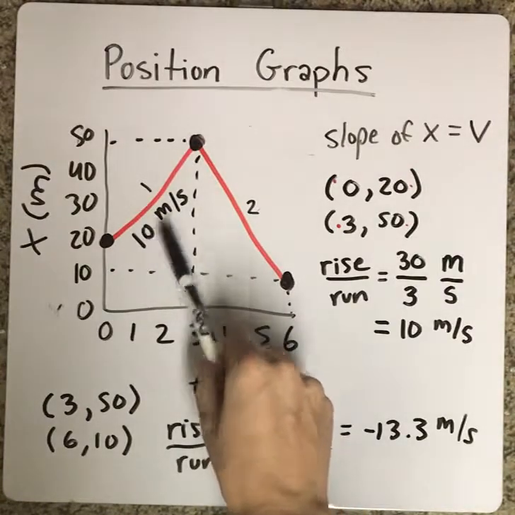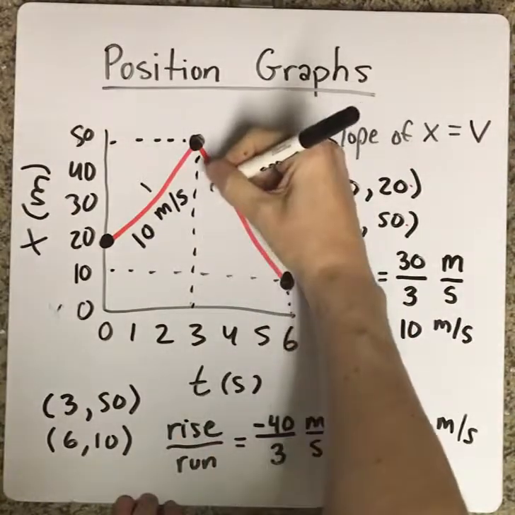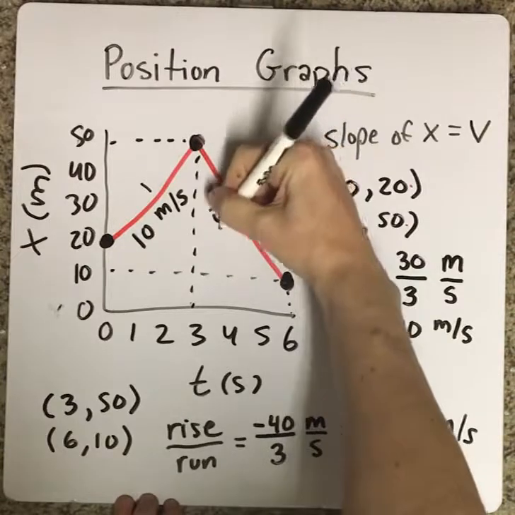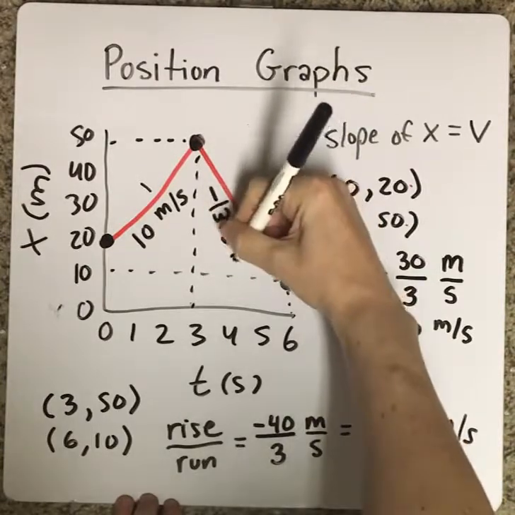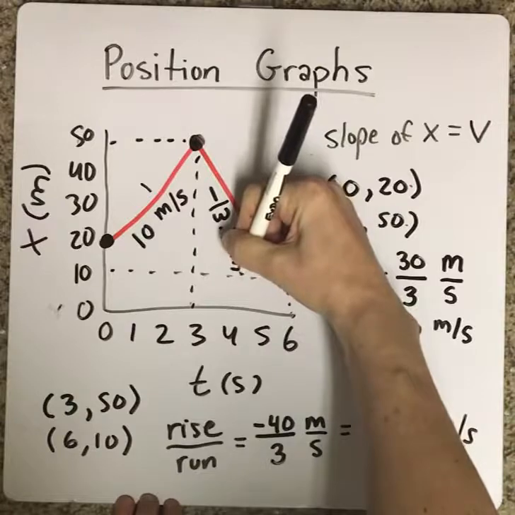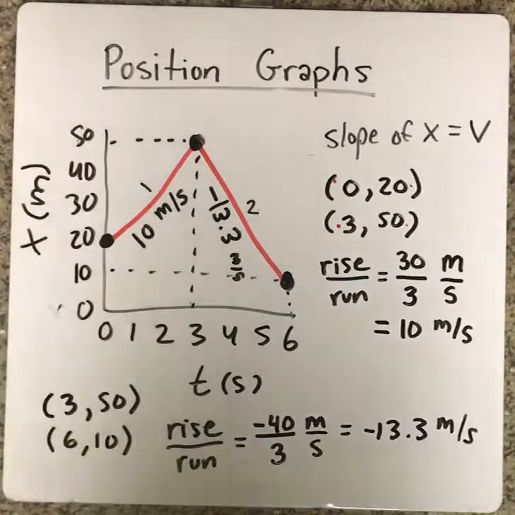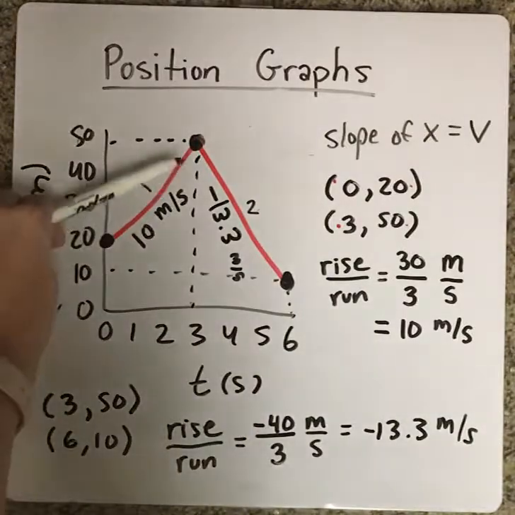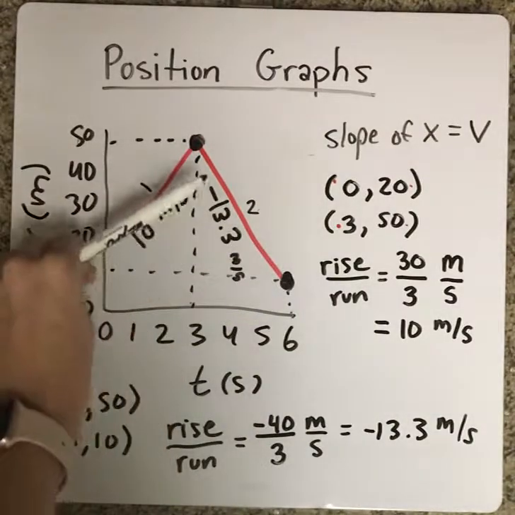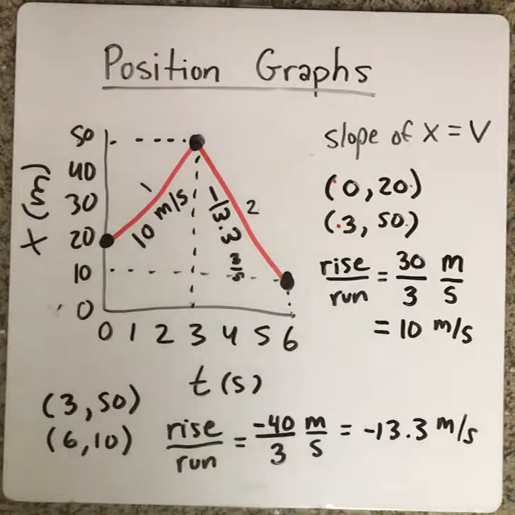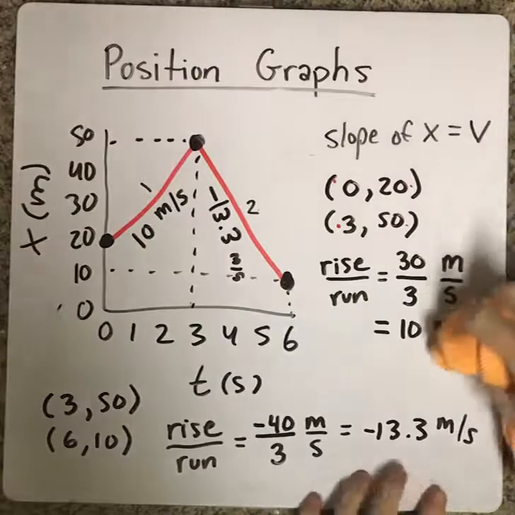So notice this second segment is actually a little bit faster. It used to be 10, now we're at 13. So not only did the object turn around, but it's also going faster than it was before. So 13.3 meters per second. The negative just reminds us that it's going downhill, which means towards the reference. That's the first calculation you can do on a position graph, but there is one more calculation that I want you to be aware of.